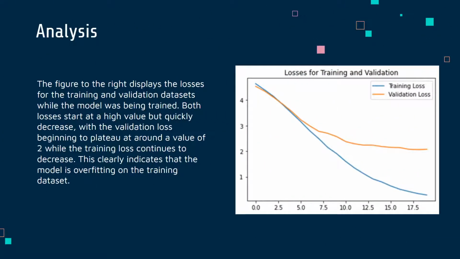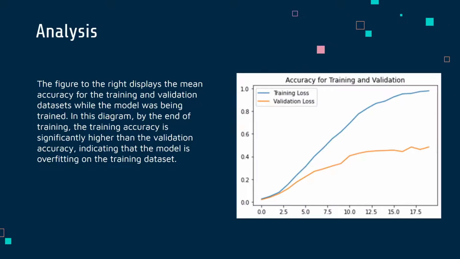Here we can see a graph of the losses of the training and validation sets while the model was training, and again we can see how the model is overfitting because the validation loss begins to plateau while the training loss continues to decrease. Similarly, here we see the validation accuracy begins to plateau while the training accuracy continues to increase. Again, a sign of overfitting.